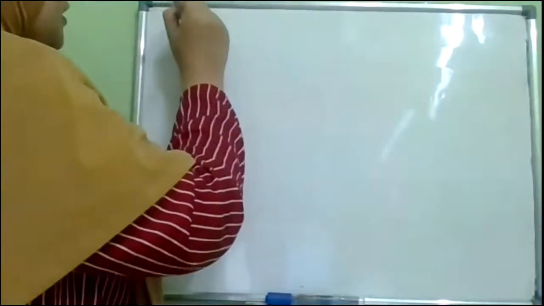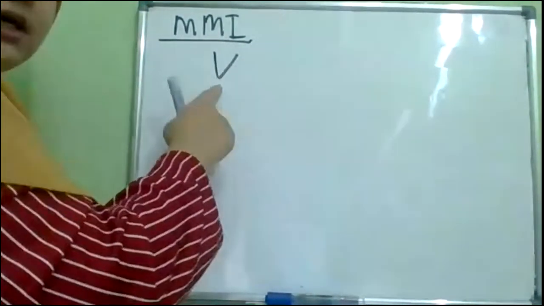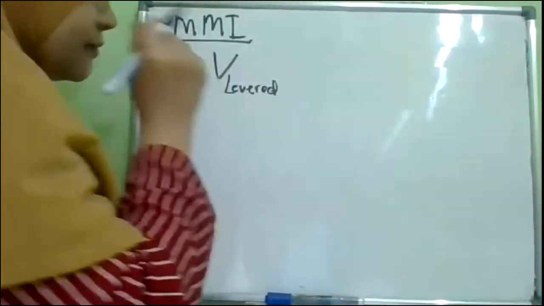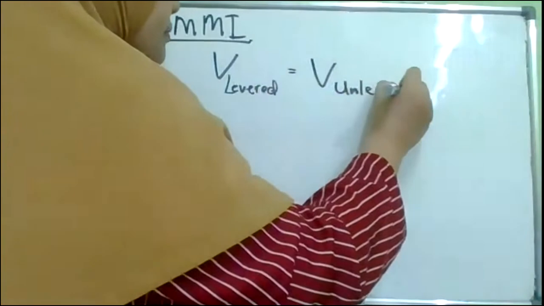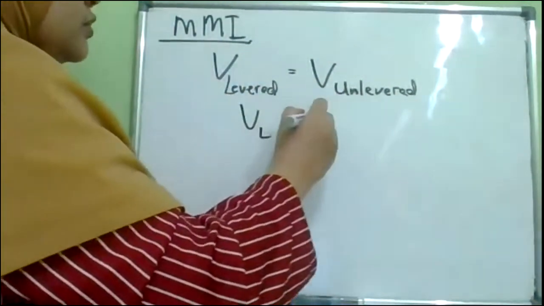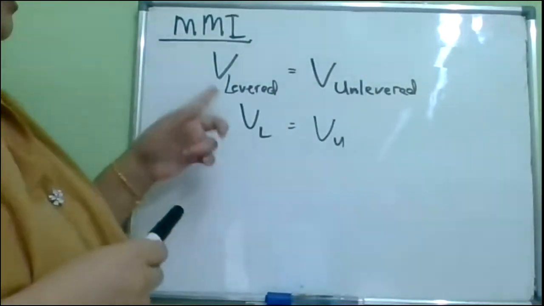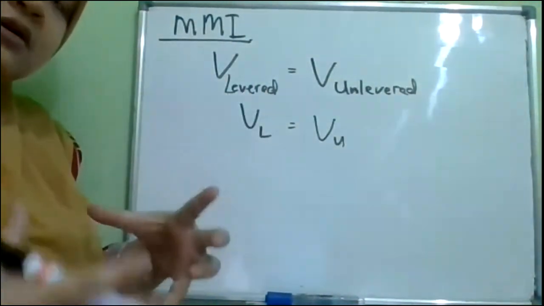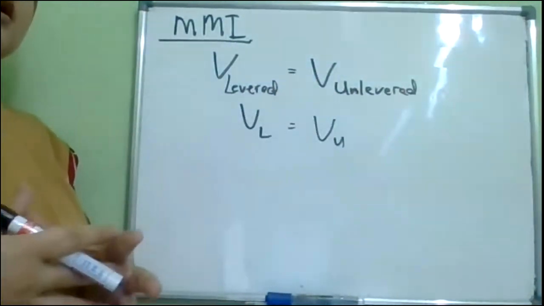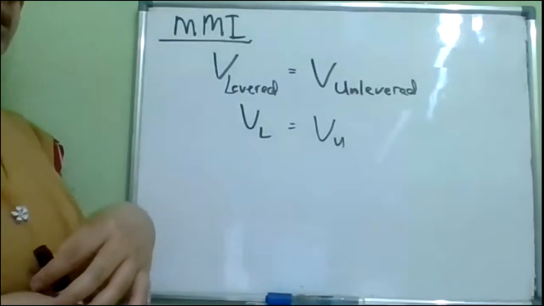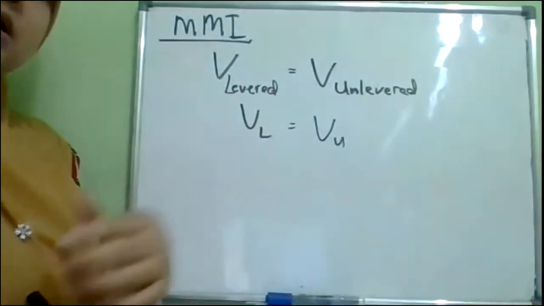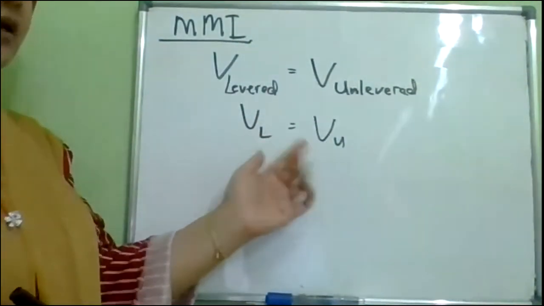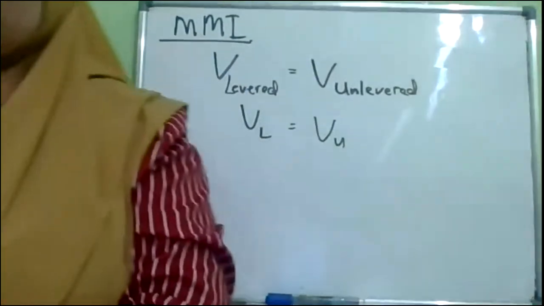Okay, in proposition 1, it tells you that the value of the levered firm equals the value of the unlevered firm. So it is VL equals VU. A levered firm means a combination of debt and equity. An unlevered firm means the capital structure is fully financed by equity. So basically, the two types of capital structure give no impact on the value of the firm. That's why they come up with the value of the levered firm equal to the value of the unlevered firm.